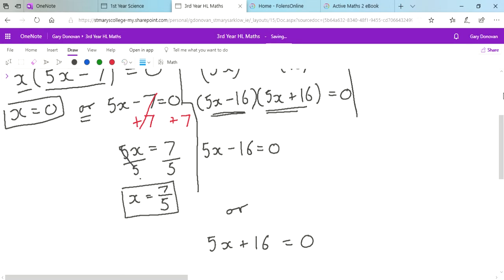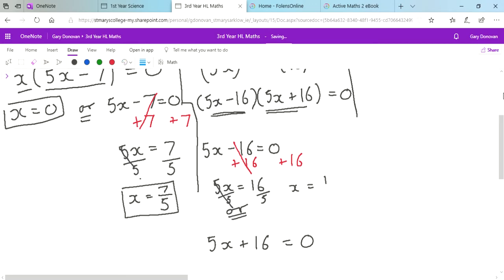And now we just solve both of these equations for x. So I'll look at the top one first. If we want to get x, we add 16 to both sides of the equation. They cancel. We're left with 5x equals 16. Divide both sides by 5.